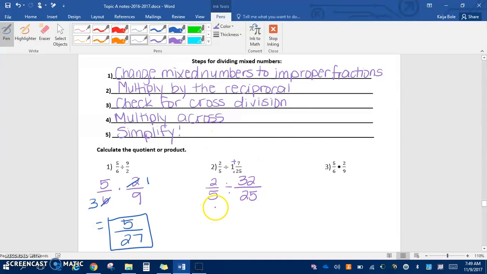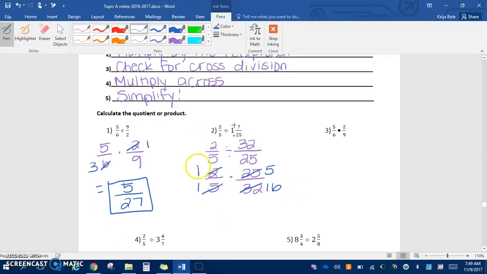Now we're back to our normal steps. Then we multiply by the reciprocal. So we have 2/5 times 25/32. We check for cross division, which we have. We can divide 5 and 25 by 5, so we get 1 and we get 5. And then we can divide 2 and 32 both by 2, so we get a 1 up top and a 16 on the bottom. Then, our final answer here, if we multiply across, would be 5/16, which we can't simplify any further, so this is our final answer.